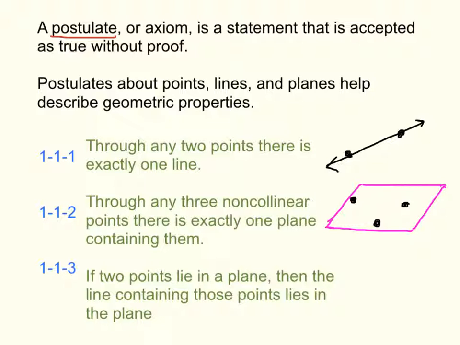The last one says, if 2 points lie in a plane, then the line containing those points also lies in the plane. So for example, let's say we have this point and this point, and they lie in this plane, then the line that goes through those points also lies in that plane.